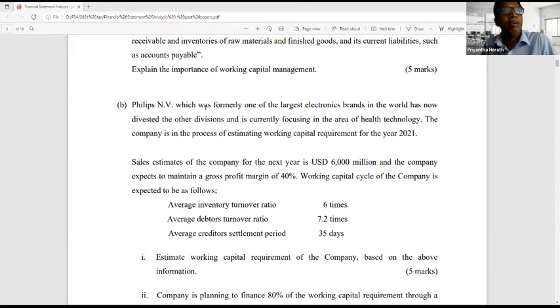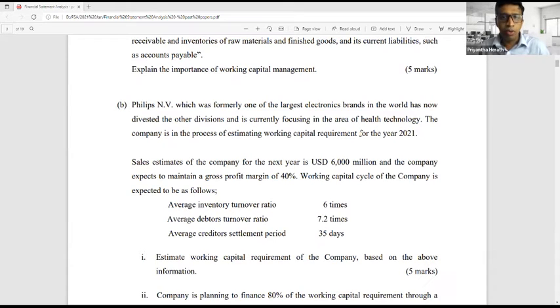Philips NV, which was formerly one of the largest electronic brands in the world, has now divested the other divisions and is currently focusing in the area of health technology, right? This company now in health technology. The company is in the process of estimating working capital requirement for the year 2021, right? Now they are estimating next year working capital, right?